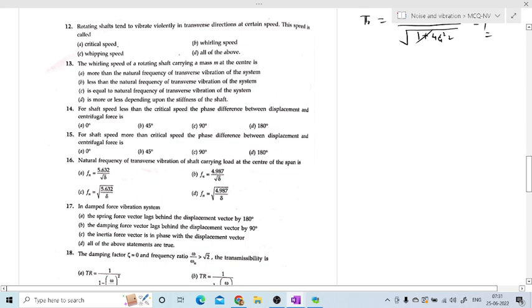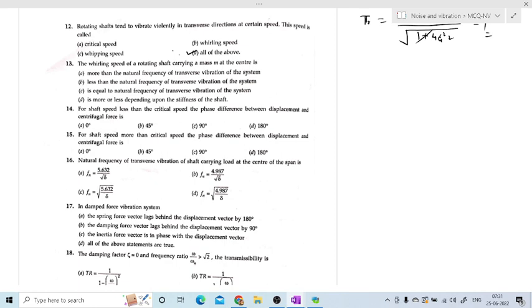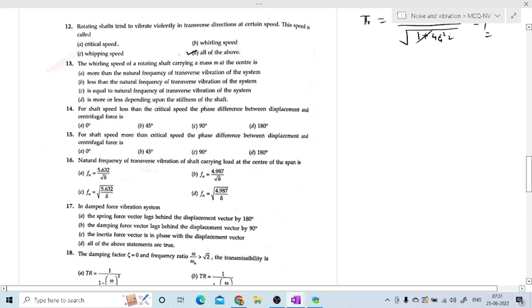The critical speed is also called whirling speed. The whirling speed is also called whipping speed. So the answer is all of above. Yes, in a rotating shaft, when you reach a speed at which it becomes resonance, it will match the natural frequency. That is called critical speed. And critical speed is also whirling speed and whipping speed. So all of above is the answer.